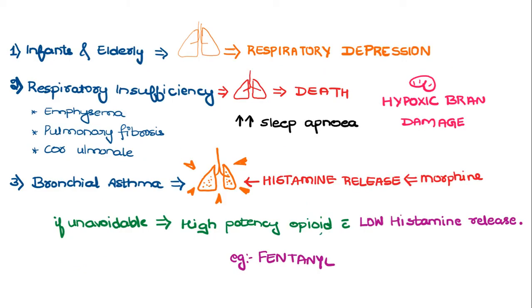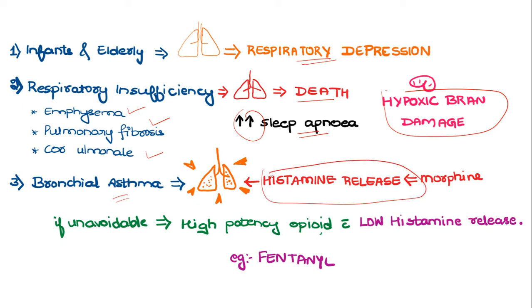Coming to infants and the elderly, morphine can cause respiratory depression very easily. In respiratory insufficiency, conditions like emphysema, pulmonary fibrosis and cor pulmonale can lead to death by increasing the risk of sleep apnea, and mainly due to hypoxic brain damage. Coming to bronchial asthma, patients can have exaggerated symptoms due to the release of histamine by morphine. Therefore, if the situation requires an opioid, you can use a high potency opioid with low histamine release, for example fentanyl.